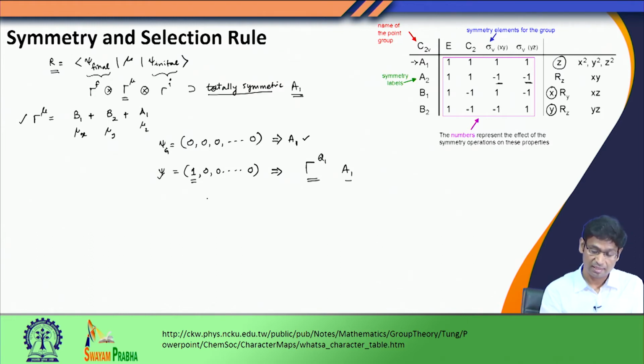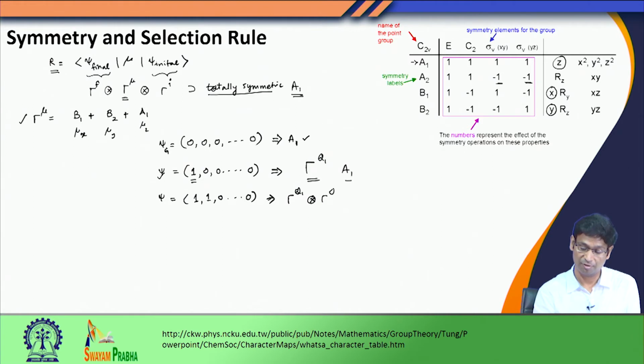So, if I say a state which is 1 1 0, what would be the symmetry of this state? This state symmetry will be gamma of Q1 direct product gamma of Q2. If this is A1 and this is A1, then I multiply A1 with A1, and you would see that A1 multiplied with itself gives A1. If gamma Q1 is A1 and this is B2, then I multiply A1 with B2, and so on and so forth. So, for any vibrational state, I can determine the symmetry of that particular state.